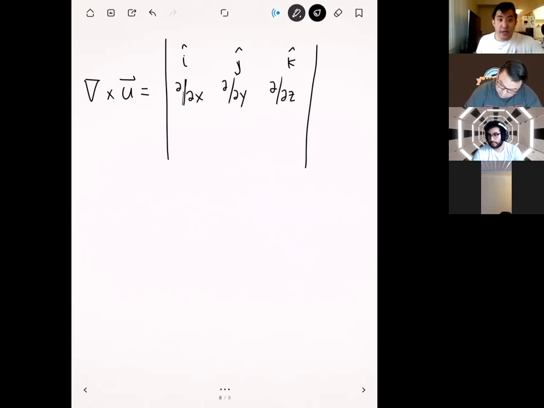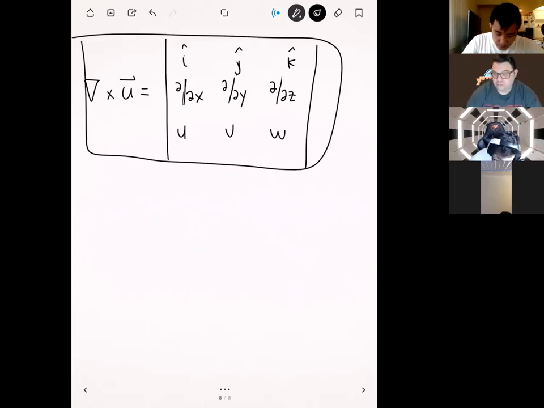Okay. And the next row you have all your partial derivatives. So we have partial derivative with respect to x, partial derivative with respect to y, and partial derivative with respect to z. And on the bottom row, you have our velocity components. So we have u, v, and w.